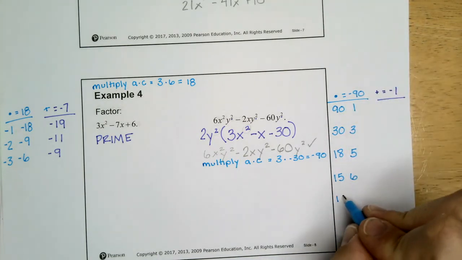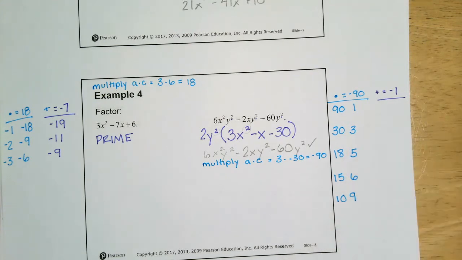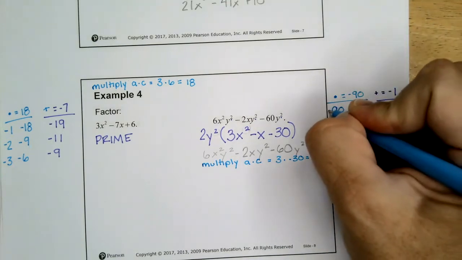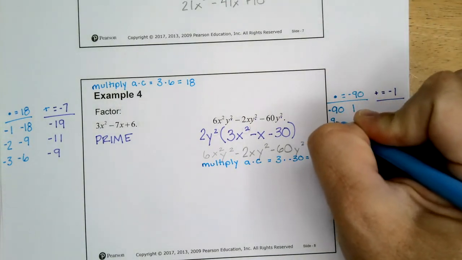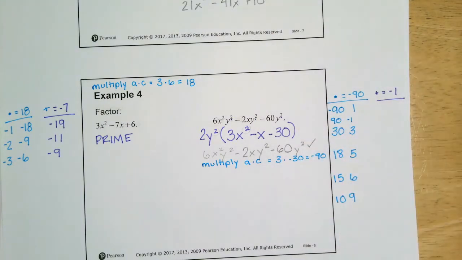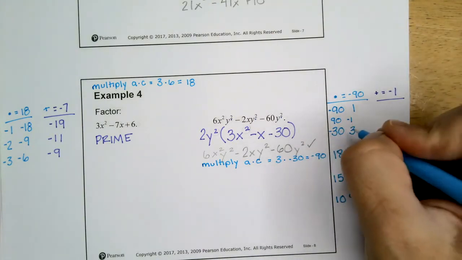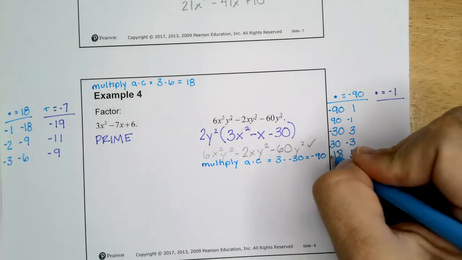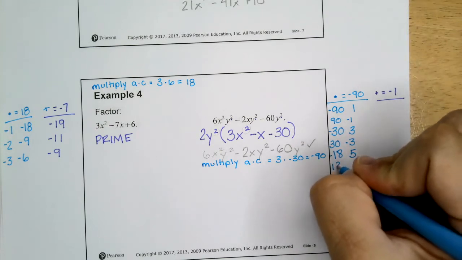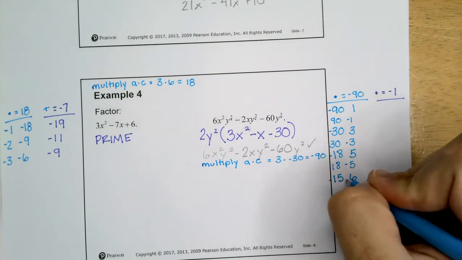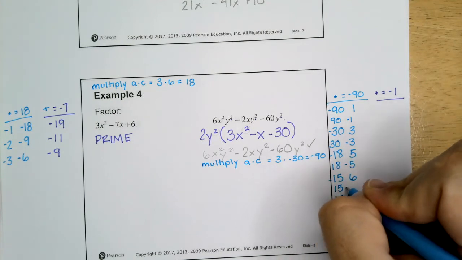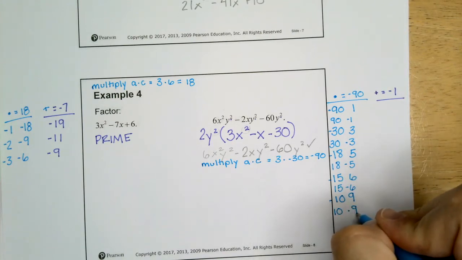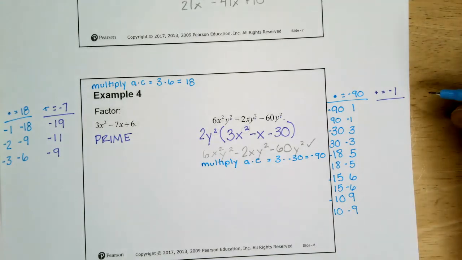Or it could be a 10 and a 9. Okay, and then we've got the negatives. It's a negative, so one of these is negative. So it's either negative 90, positive 1, or positive 90, negative 1, right? Negative 30, positive 3, or positive 30, negative 3. Negative 18, positive 5, or 18, negative 5. Negative 15, positive 6, or 15, negative 6. Negative 10, 9, or 10, negative 9, right? Which one will add up to a negative 1?